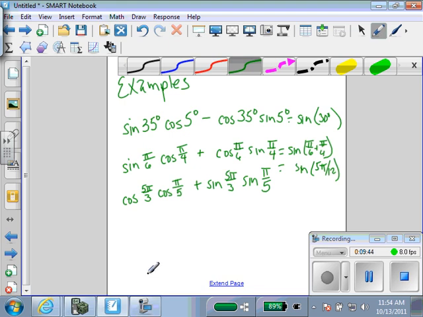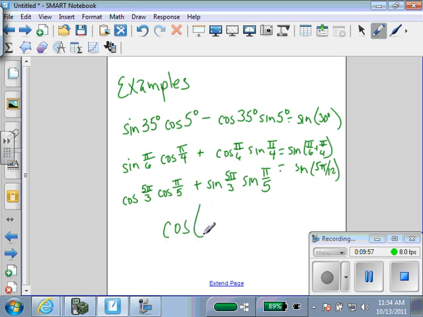Okay, cosine 5 pi over 3, cosine pi over 5 plus sine 5 pi over 3, sine pi over 5. It's the cosine plus sine, so we're going to see a cosine. We're actually going to see 5 pi over 3 minus pi over 5. Okay. So we're going to see, let's see, 15 is my common denominator. 25 pi minus 3 pi, cosine of 22 pi over 15. Okay, good luck.